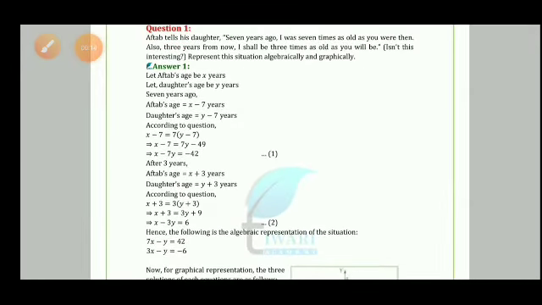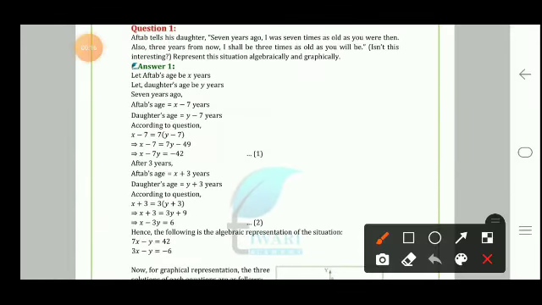The first question is: Aftab tells his daughter, "Seven years ago, I was 7 times as old as you were then. Also, 3 years from now, I shall be 3 times as old as you will be." Isn't this interesting? Represent the situation algebraically and graphically. So let Aftab's age be x years and the daughter's age be y years.